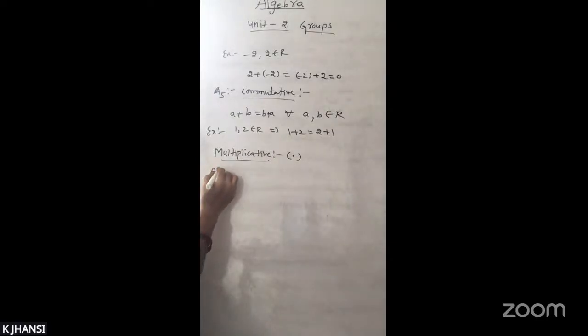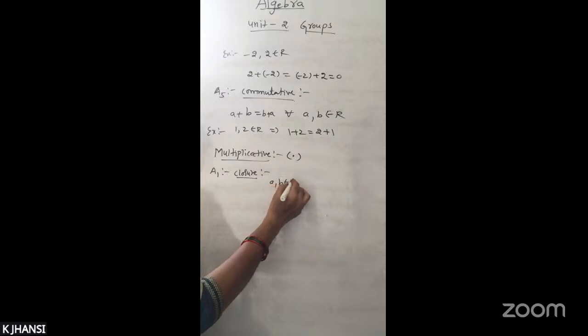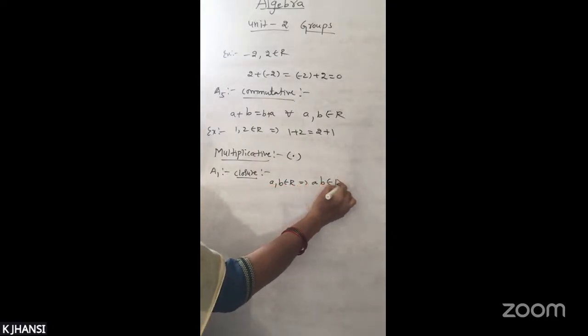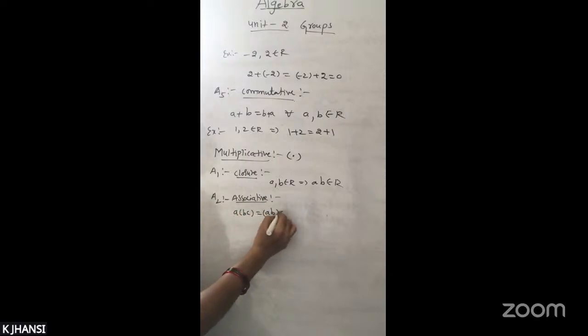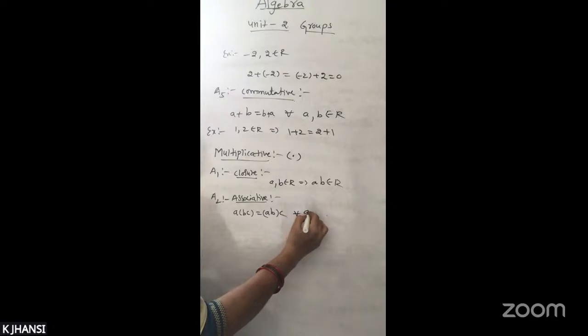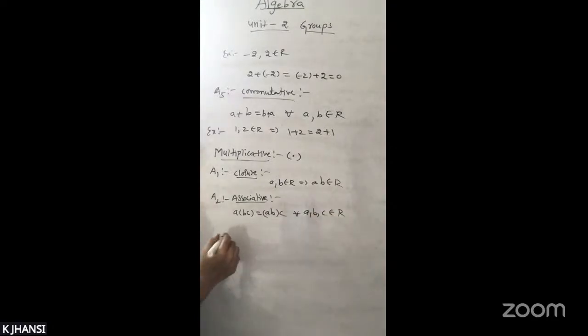So same, A1. A1 is the closure property. So the closure property is: A comma B belongs to R implies AB belongs to R. Next, A2 is associative. That is A into BC is equal to AB into C. A into BC equals AB into C for all A comma B comma C belongs to R. Next, A3 is identity.